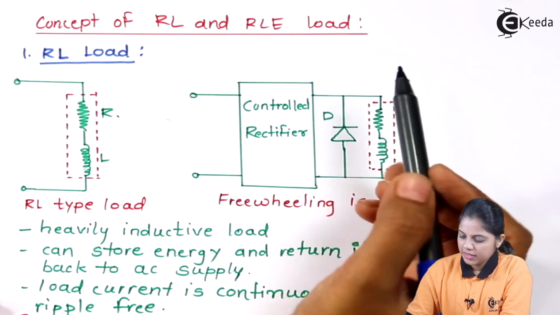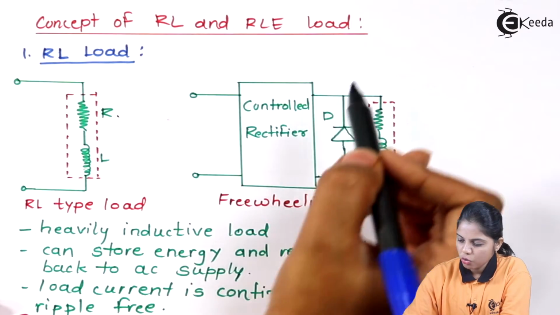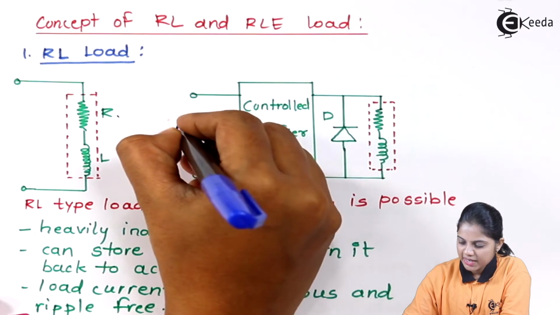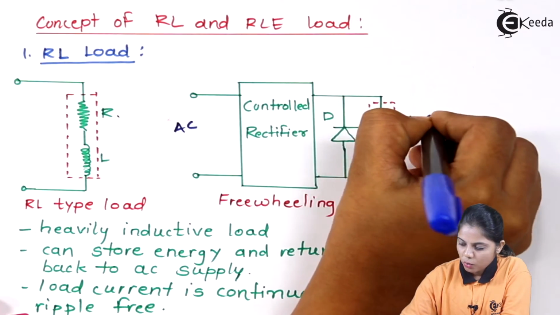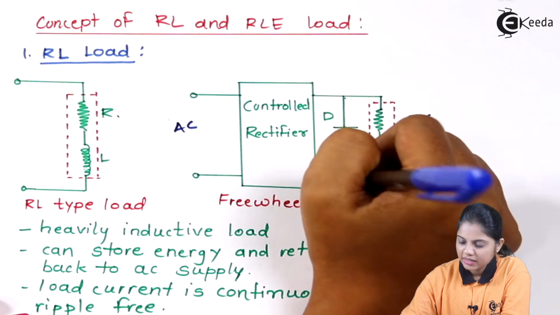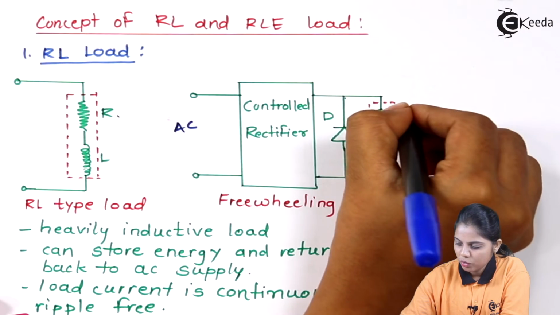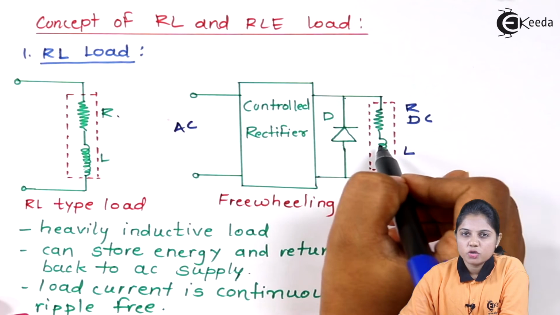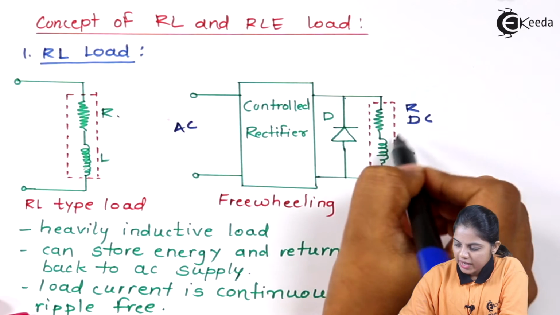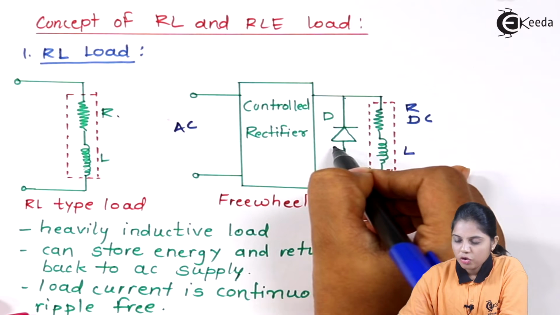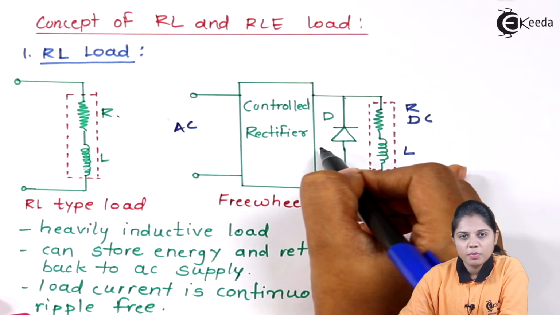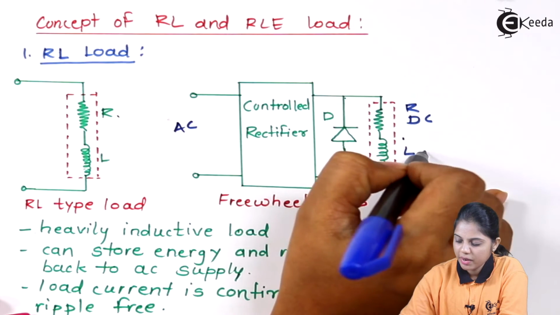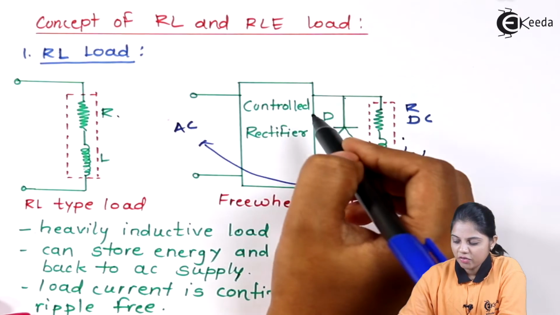Now, if you see here, this is my RL type load. Now, this load is connected to one of the controlled rectifier, which might be changing my AC to DC. Now, one freewheeling diode can be connected in parallel with RL type load. Now, if the RL type load store the energy, due to the stored energy, my diode will become forward bias, and if diode will become forward bias, with the help of a diode, this full energy can be fed back to the AC signal. That is the advantage.